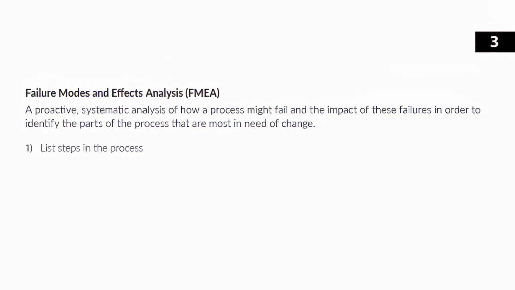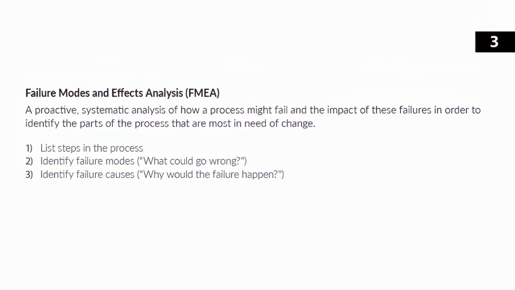So first, you're going to list all the steps in the process. Then you identify the various failure modes, basically asking what could go wrong. Then you're going to drill down and identify the potential causes for each of these failure modes, asking why would the failure happen. And then finally, you identify the effects of these failures. You ask what are the consequences of each failure.